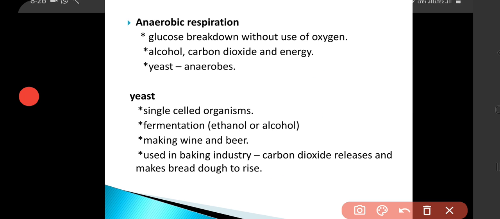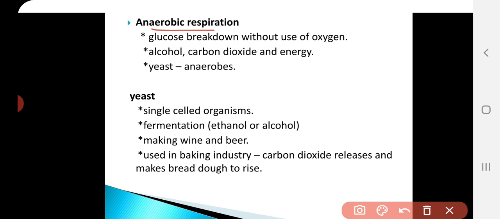The next type is anaerobic respiration. Here it is the vice versa of aerobic respiration. Glucose breaks down without use of oxygen. That is called anaerobic respiration. Here the end products will be alcohol, carbon dioxide and energy. So here alcohol is added, whereas in aerobic respiration alcohol is not there. Anaerobic respiration is seen in yeast. The organisms which perform anaerobic respiration are called anaerobes.